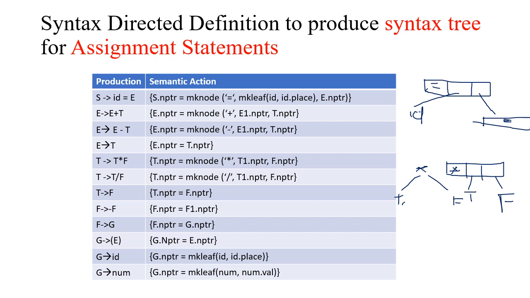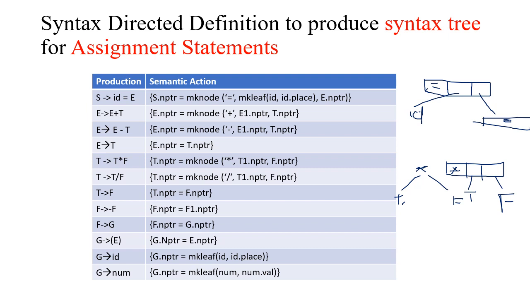T gives T division F creates a node for division. T gives F means T pointer is equal to F pointer. Here F gives unary minus F. Whatever be the value of F, that is assigned to F pointer. F gives G. G gives expression. What is the pointer of E? That is assigned to G.